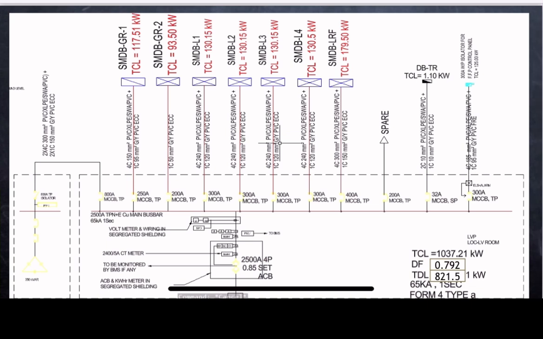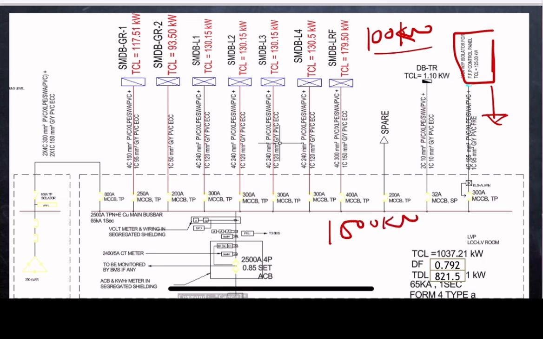But in our case we have one individual load with a rating of more than 125 kilowatt. Then why did we not apply the second case? Here there is one question. That load, as I told you, is an individual load greater than 100 kilowatt, so we have to go for a 1500 kVA transformer for the total connected load of 950 kilowatt, right?